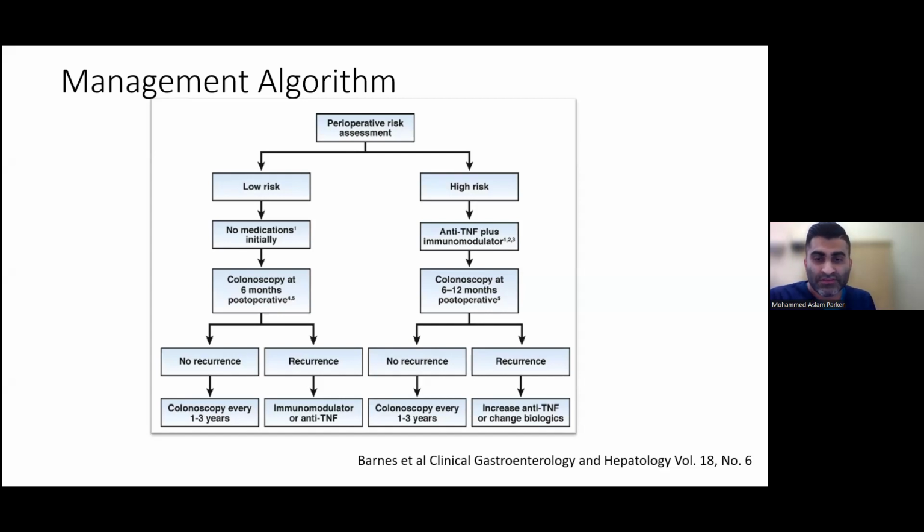Miguel Regueiro in this paper recommends that patients should be started on the anti-TNFs 2 to 4 weeks post-op, especially in the high-risk groups. And then the recommendation in the paper was if the patient then has recurrence at the 6-month colonoscopy, to increase the anti-TNF or to change biologics. The biologic that they recommend in the paper was vedolizumab.